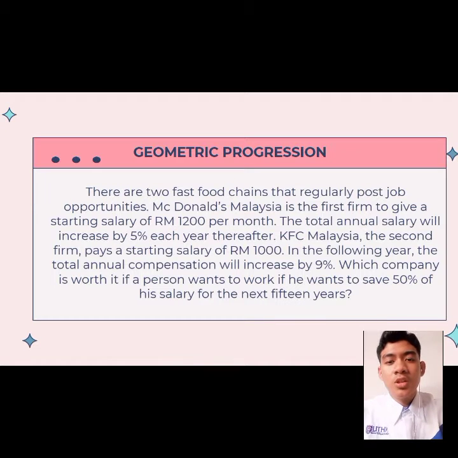Next, I will talk about the geometric progression Fila table. There are two fast food chains that regularly post job opportunities. McDonald's Malaysia is the first firm, giving a starting salary of RM1,200 per month. The total annual salary will increase by 5% each year after. KFC Malaysia, the second firm, pays a starting salary of RM1,000, and in the following years the total annual compensation will increase by 9%. Which company is worth it if a person wants to save 50% of his salary for the next 15 years?